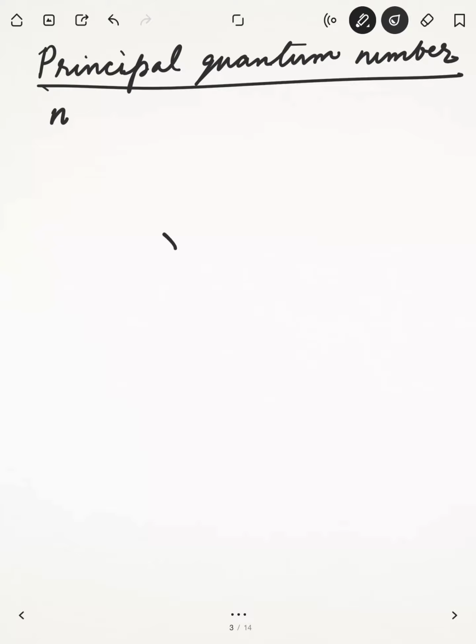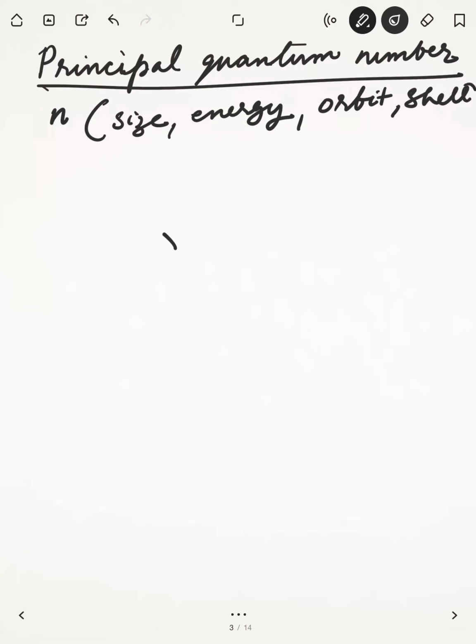I told you this is denoted by N. It shows what all things? Size. Size of the orbit or energy of the orbit. Or we say it represents an orbit or a shell. So these things are given by this letter L. Smaller the size, lesser is the energy associated with this.